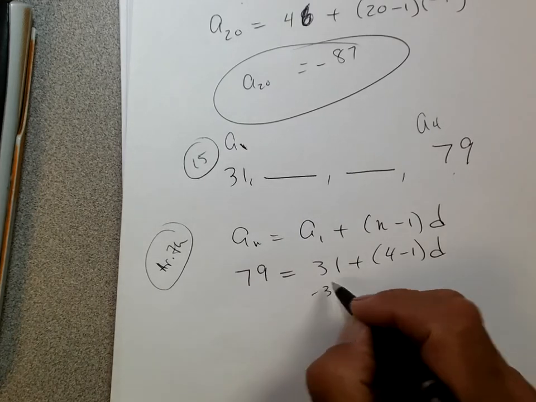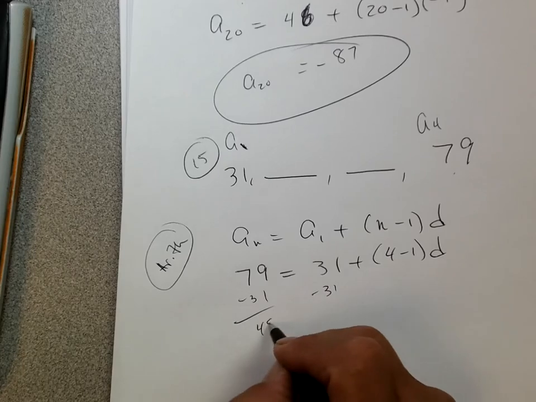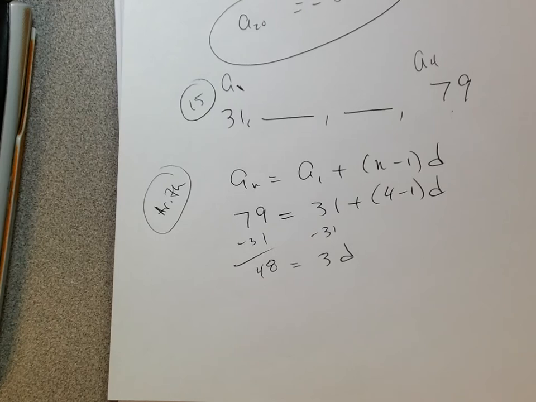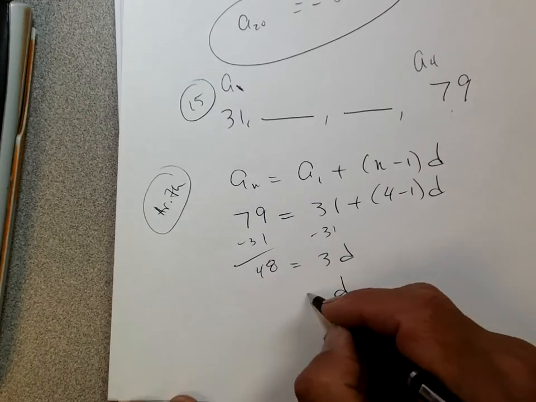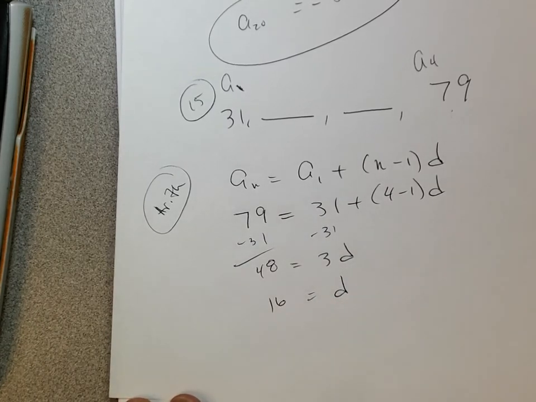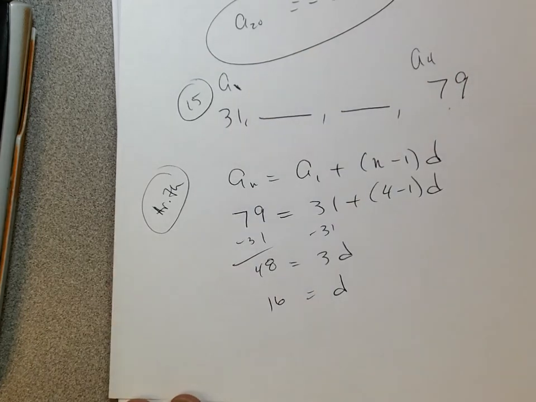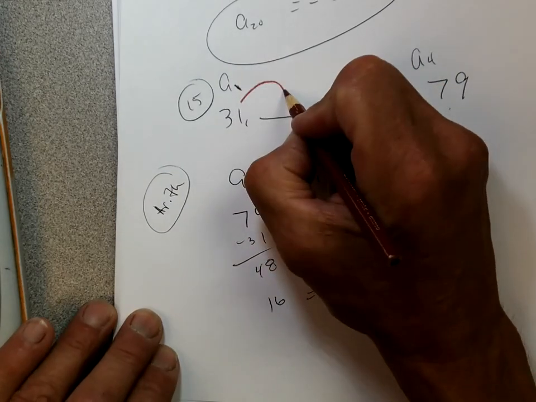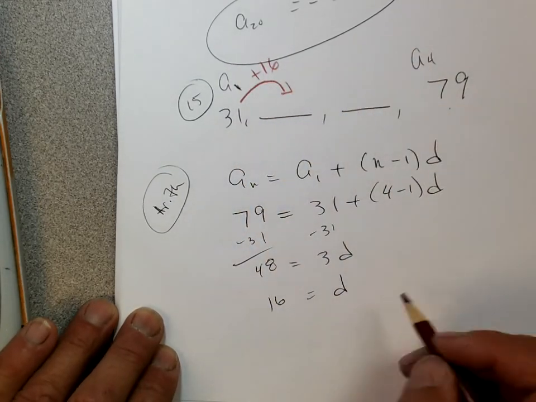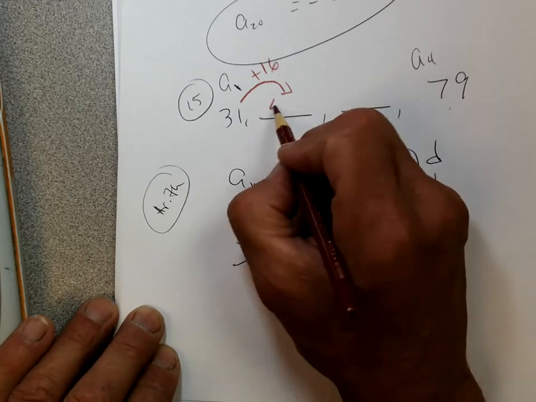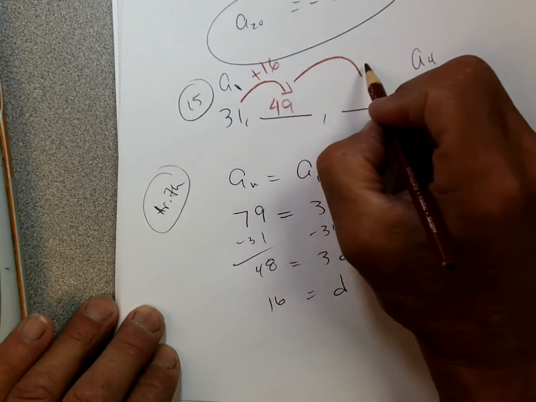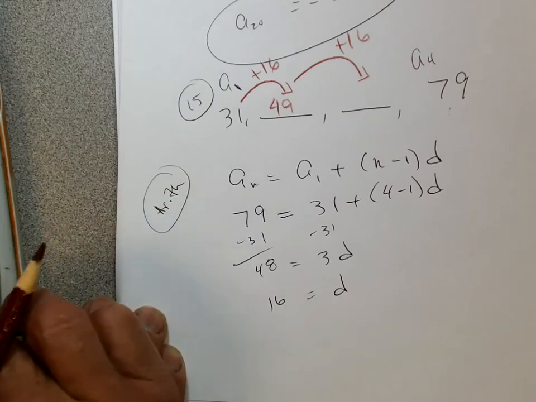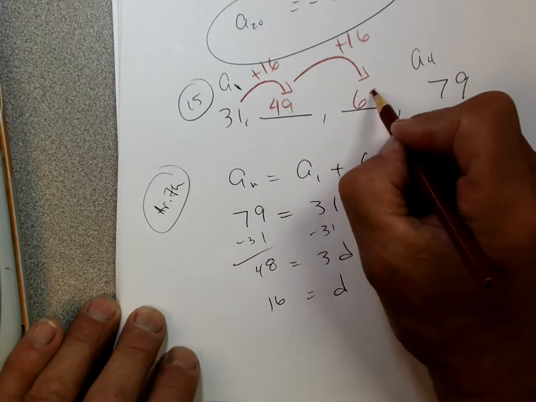All right, minus 31, minus 31. Let's see, that's a 48 equals 3d. Divide by 3, and d is 16. So I'm going to go back to this one, and I'm going to add 16. Makes it a 49. Add 16. Gives me a 65, okay?